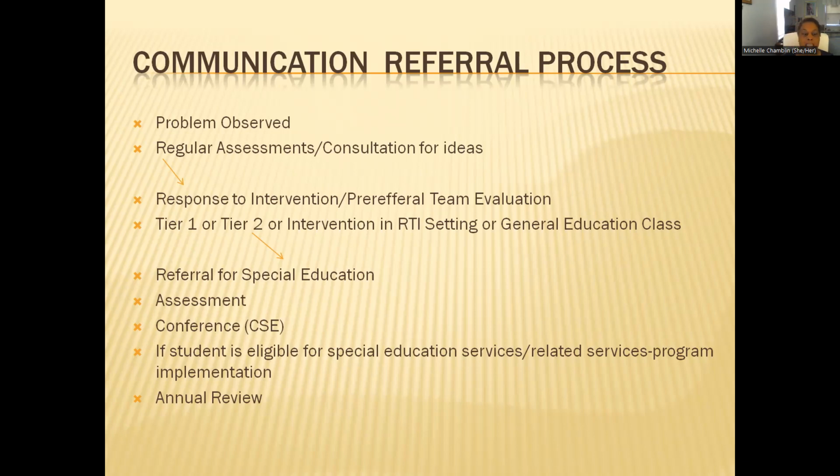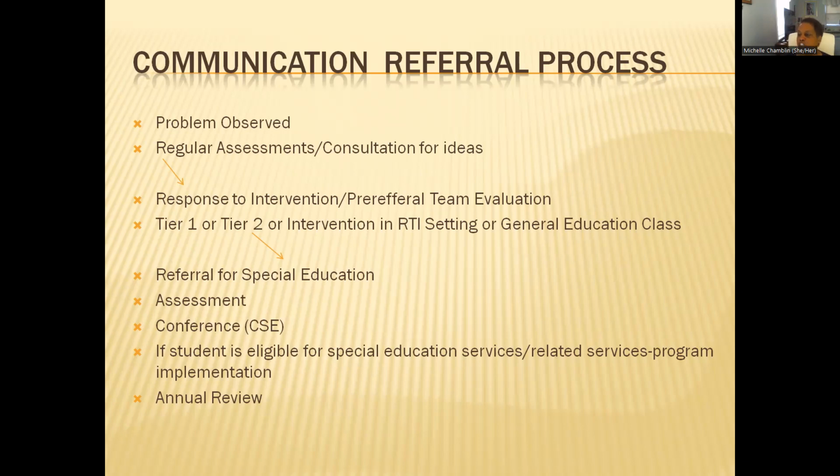So if the student is eligible for special education services or related services, in that meeting, when we talk about the student, usually right before the meeting or maybe right after, there are goals that are selected for the student. As a general education teacher, you will never have to do goals alone. You can always have help. You will always have help and support.